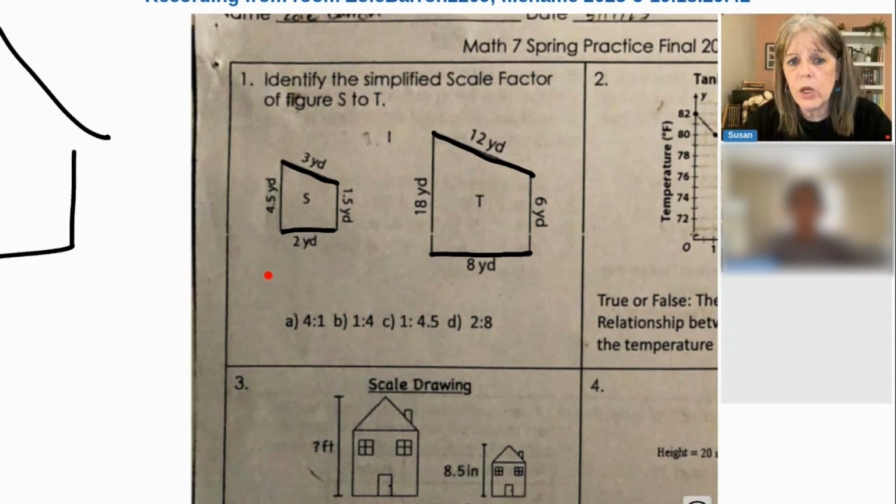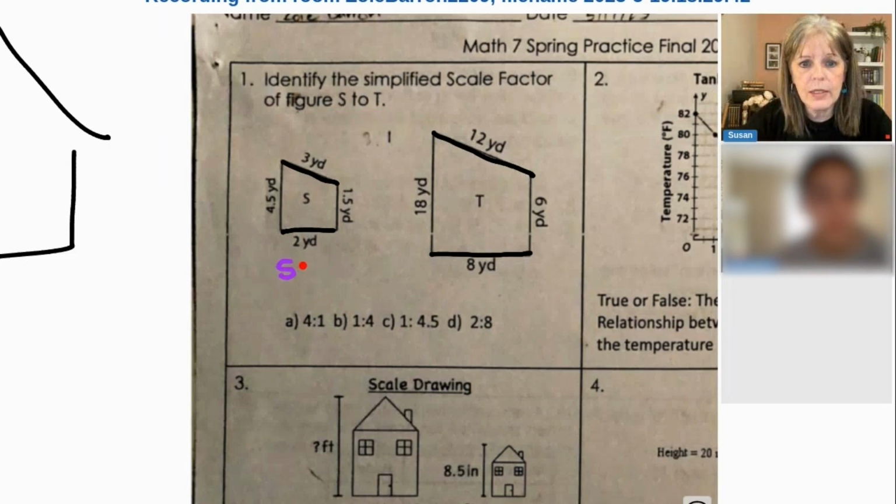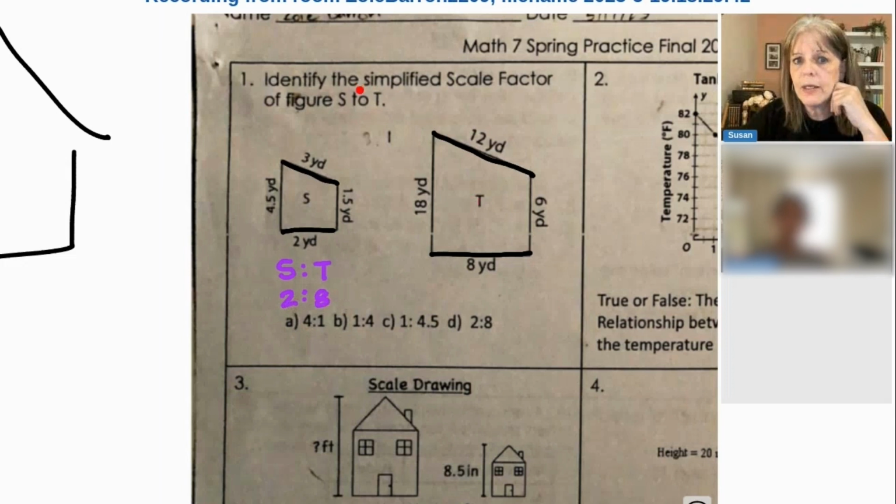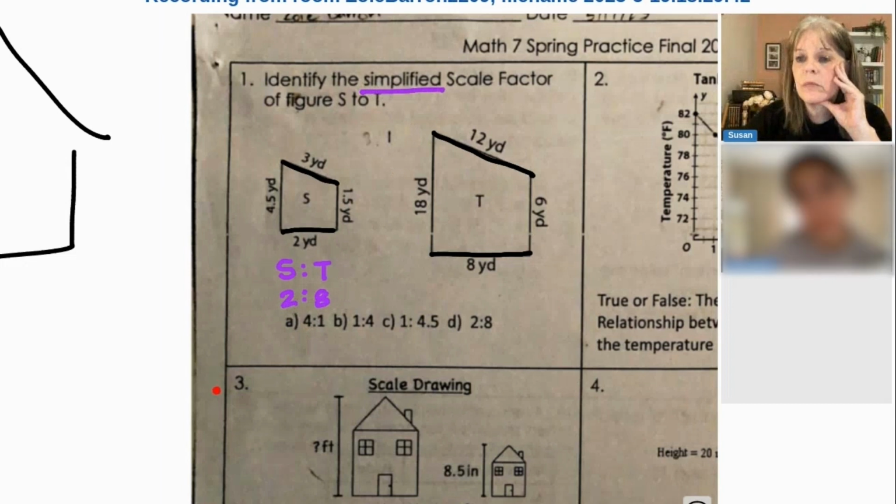So if we took the bottom one, we would go, okay, well, S to T. So make sure that you do it in the order that they're saying. So you want to do S to T, which means S is 2, T is 8. So you've got a scale factor of 2 to 8, but they want it simplified. So what would 2 to 8 be if you simplified it? 1 to 4. Does that make sense? Yeah.